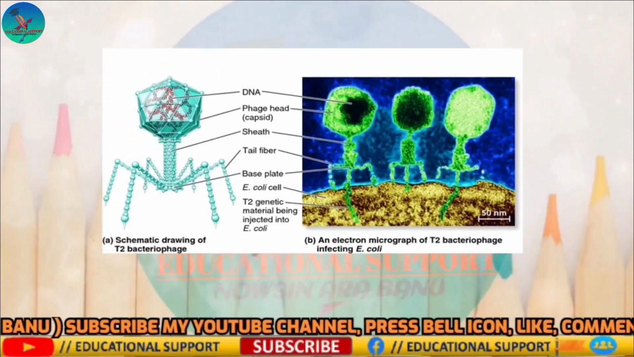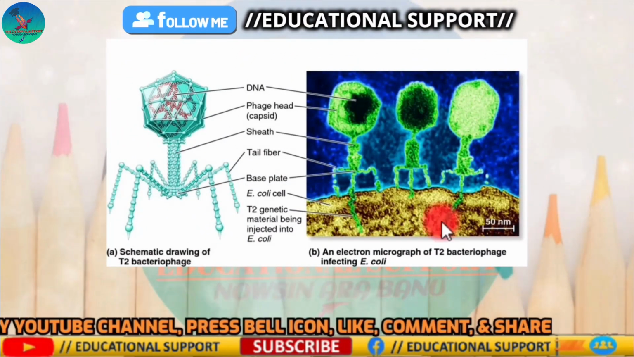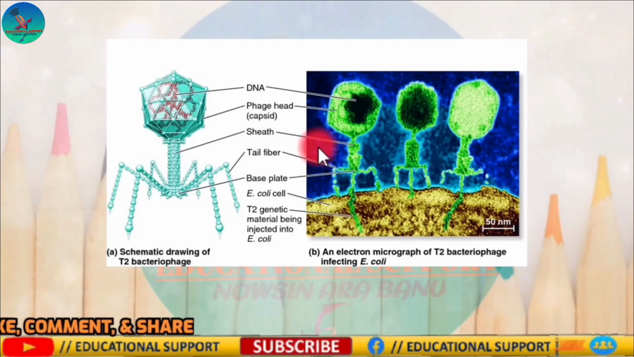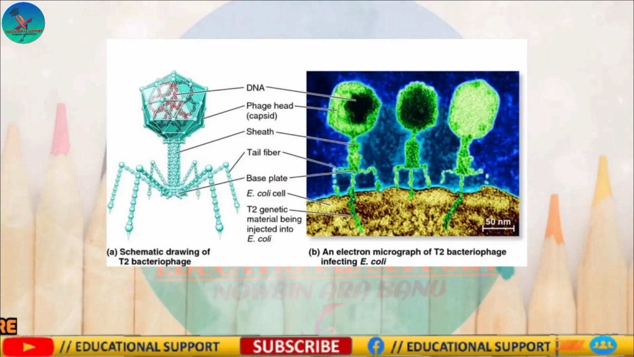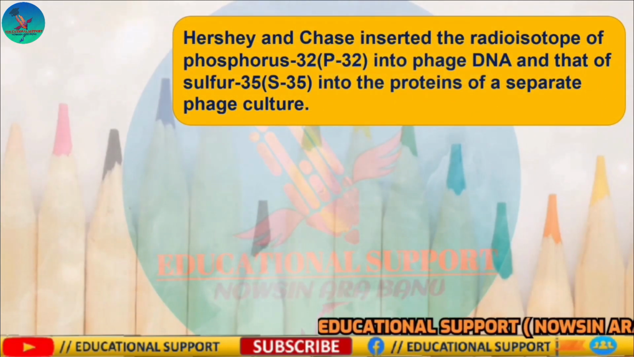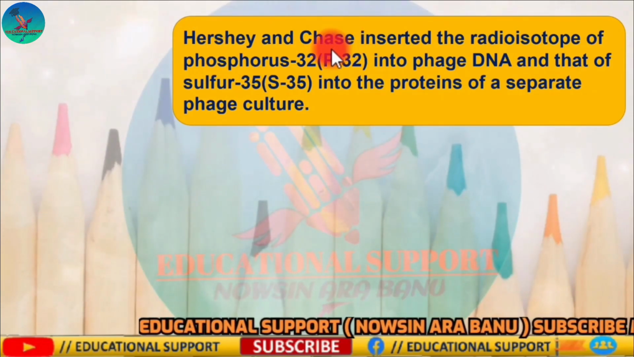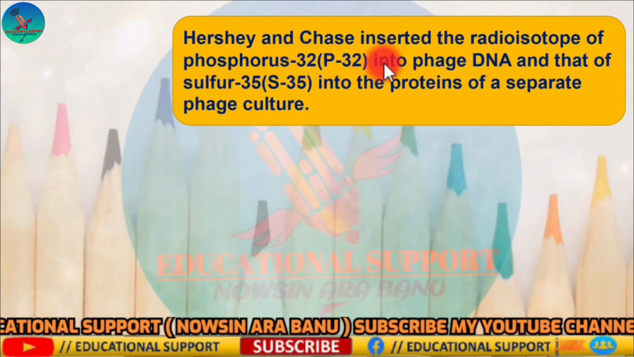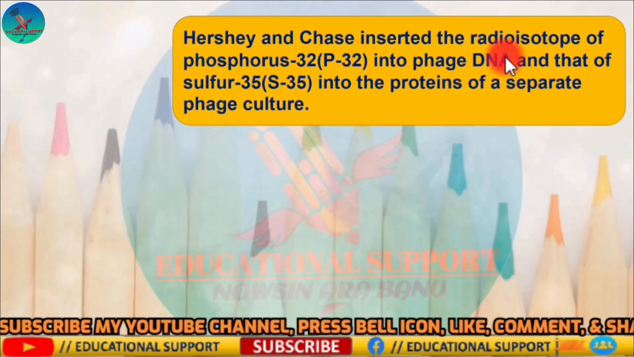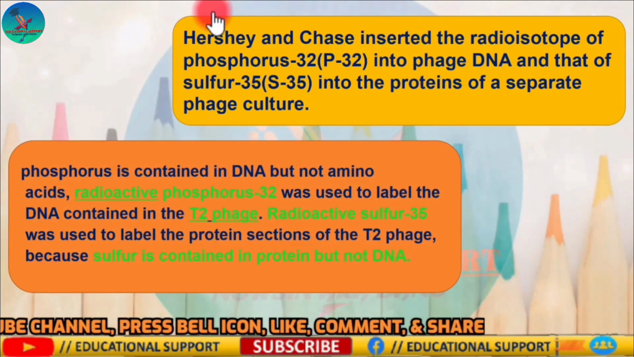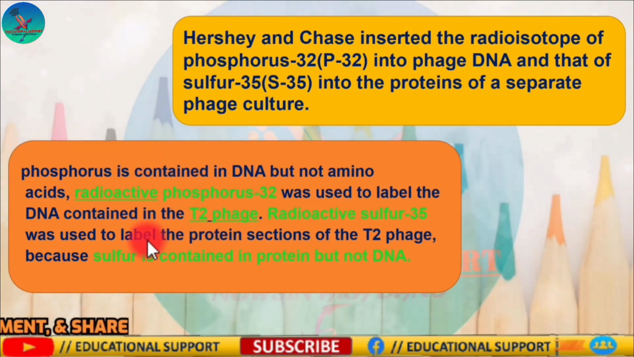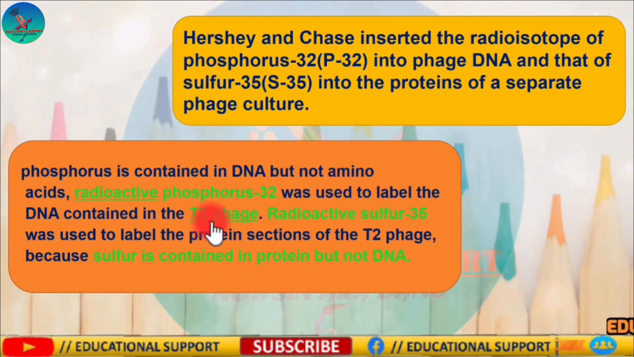So how does the bacteriophage reprogram the bacterial cells to make more viruses? And does the bacteriophage DNA, the protein, or both give instructions to the bacteria? Hershey and Chase inserted the radioisotope of phosphorus-32 into the phage DNA and that of sulfur into the proteins of a separate phage culture. P is not found in proteins but is an integral part of DNA, and S is present in proteins but never in DNA.